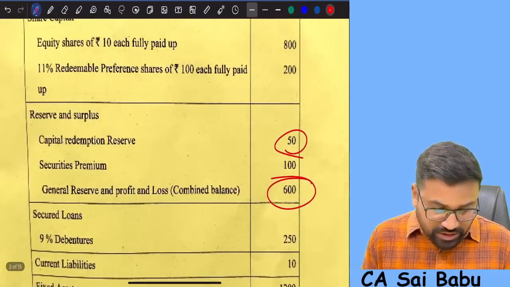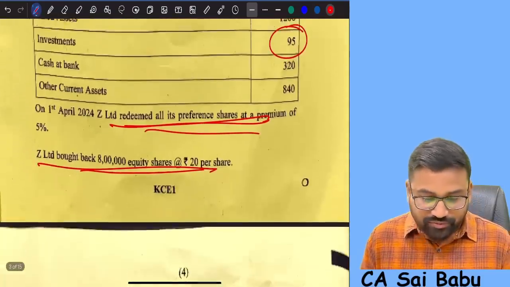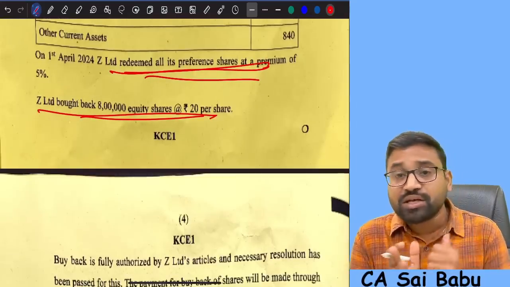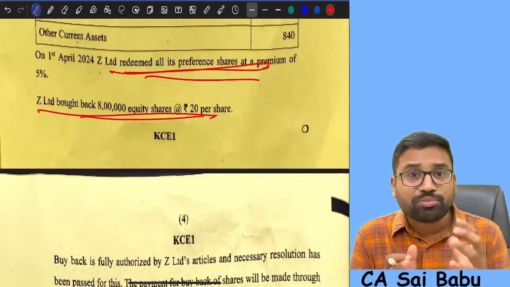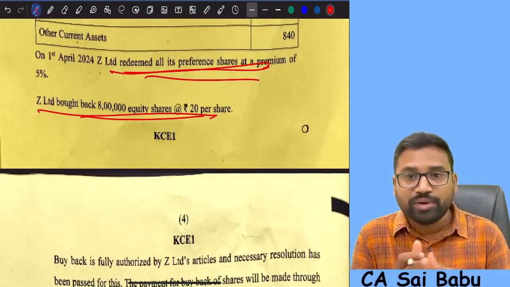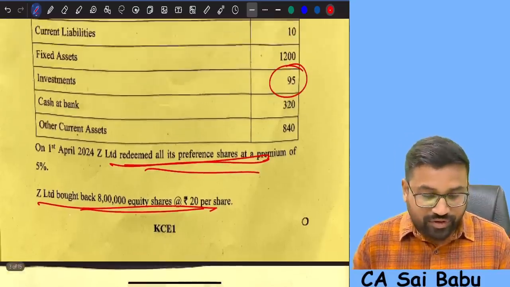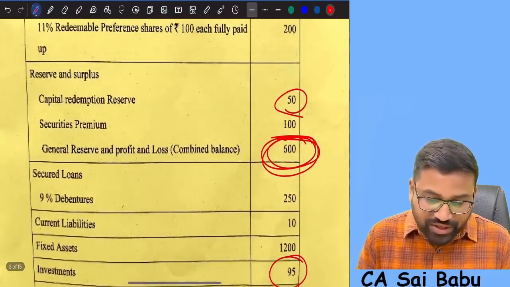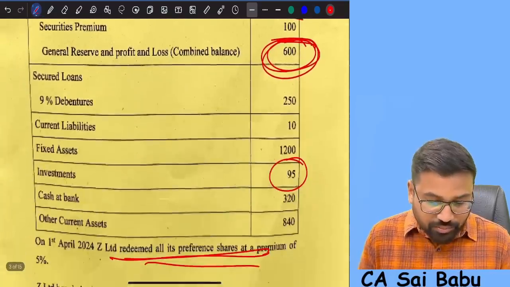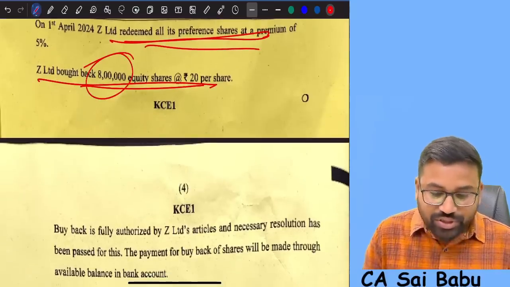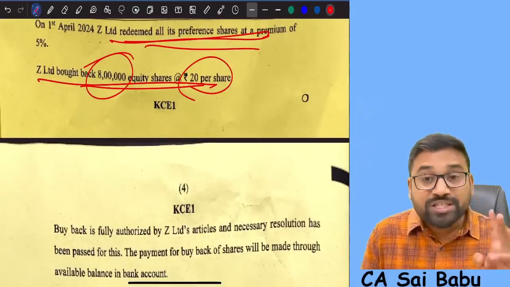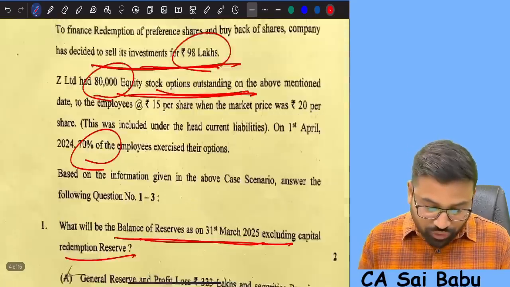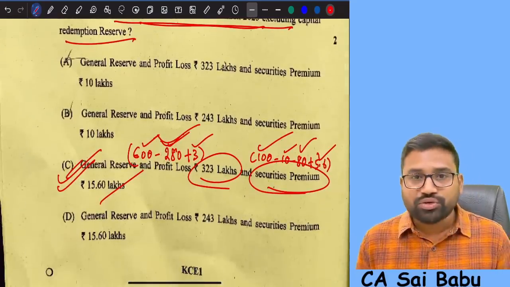General reserve balance and P&L account is 600, sir. Whenever there is a buyback as well as redemption of preference shares, to the extent of the nominal value of shares so bought back and redeemed, both will be transferred to CRR, sir, from free reserves. So from the 600, what will be the nominal value of preference shares we are transferring? 200, plus we are buying back 8 lakh equity shares of 10 each, or 20 rupees is the buyback price, but nominal value 10. So 8 lakh into 10. So therefore from this 280 will be transferred to CRR.